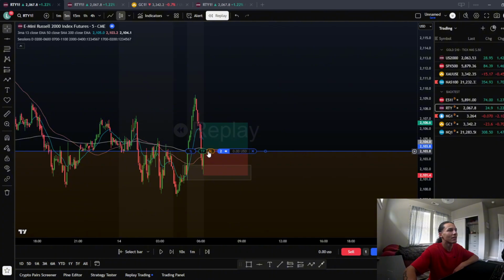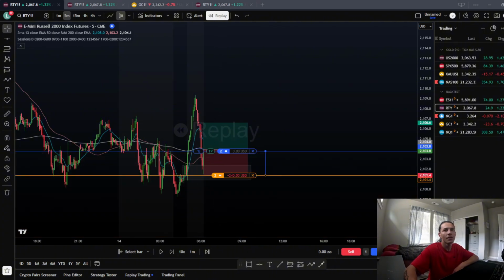Take 2 buys. I took 2 buys on this setup, this was Wednesday, May 14th. Yeah, this setup I took 2 buys, 2 contracts on Russell, which I'll put up the screenshot on the screen, and I made like $280 around that.